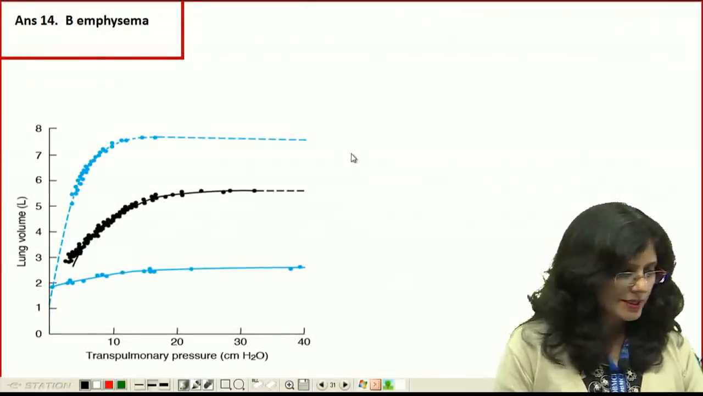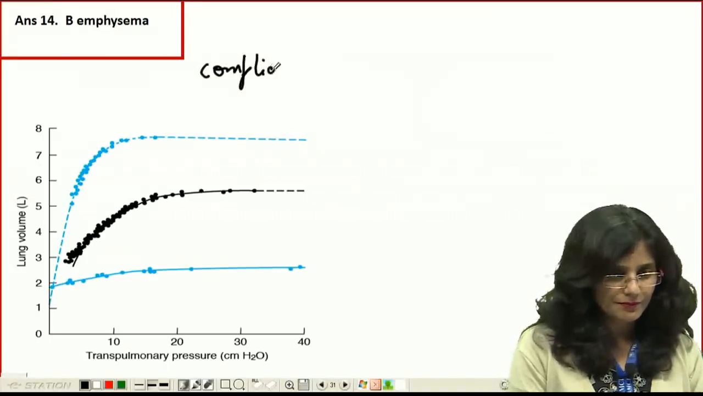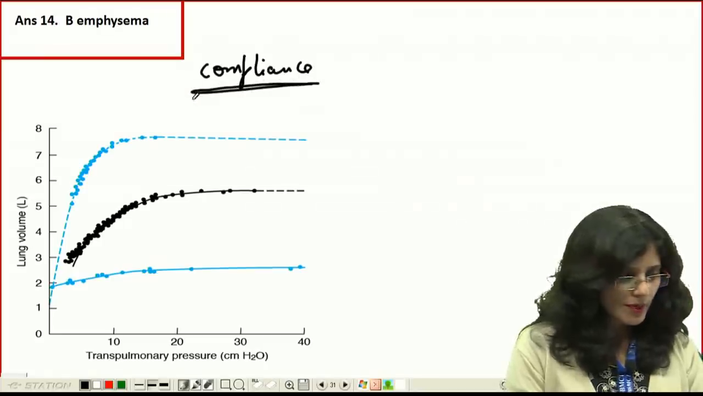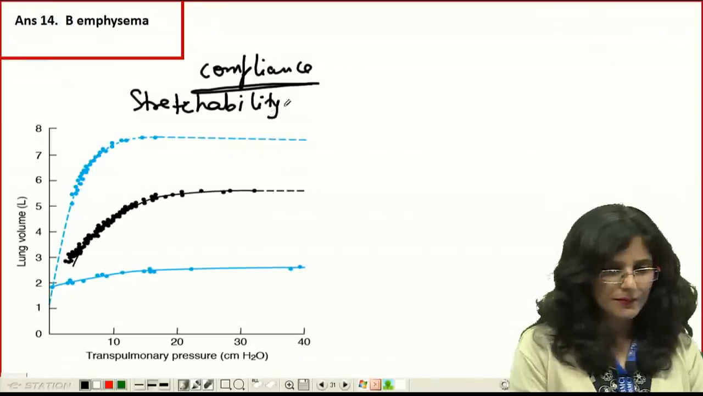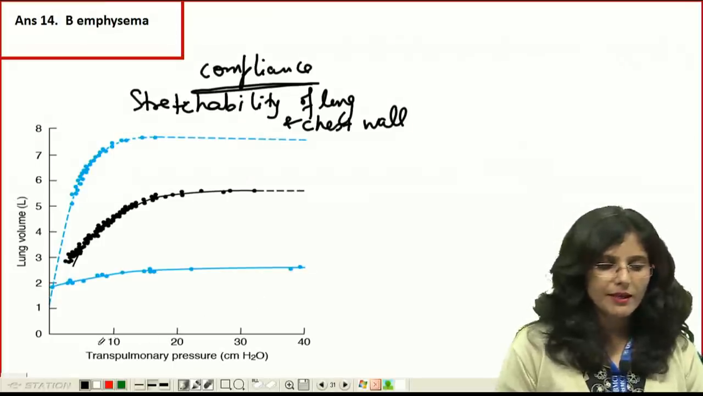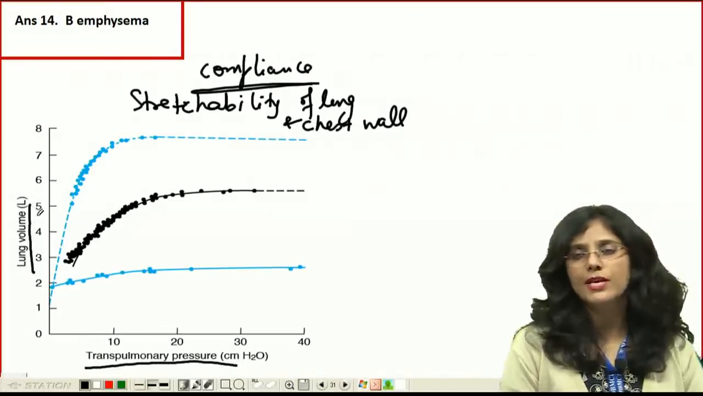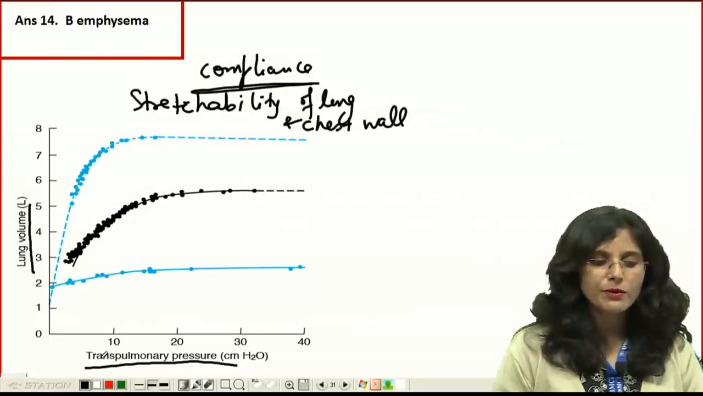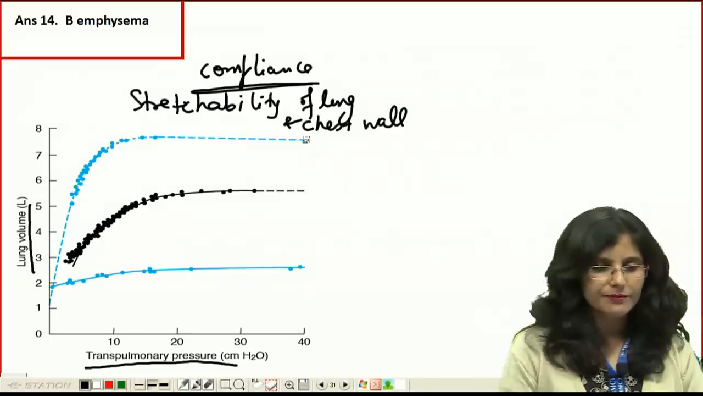Let's discuss the question in detail. It is the compliance diagram. What is compliance? Compliance denotes the stretchability of the lung and chest wall. It is the measure of stretchability. And here, on the x-axis, it is the transpulmonary pressure, and how much change in the lung volume per unit change of transpulmonary pressure denotes the compliance.